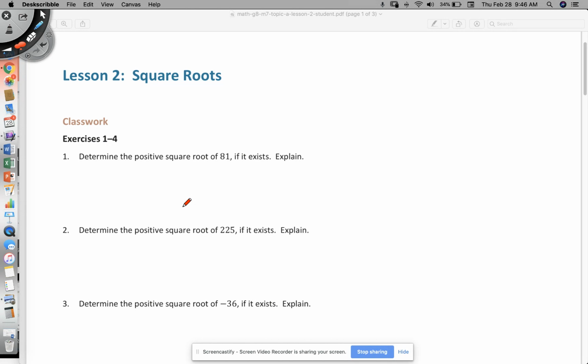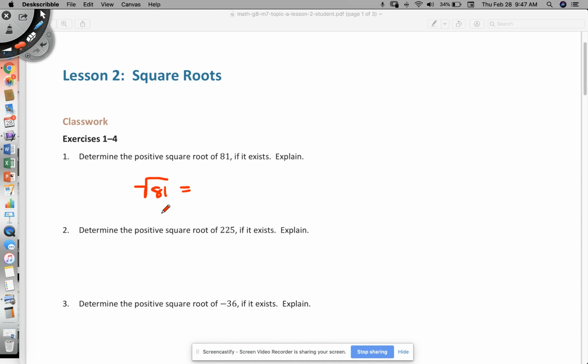So I know this is asking for the positive answer, but just to get in a habit, we're going to write a positive negative. So we're going to write both. And then it says to explain. So in this, your explain will actually be your math. So what is the positive square root of 81? So our explain is writing square root of 81.